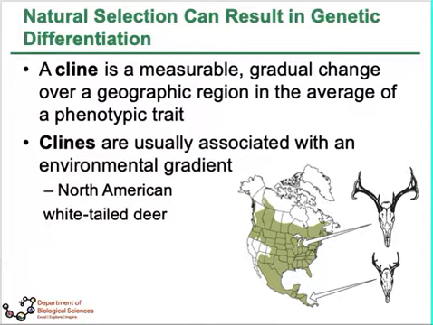Okay. So, in natural selection, you have what we so called cline. So, cline is a measurable gradual change over a geographic region in the average of a specific phenotypic trait. So clines are usually associated with environmental gradients such as temperature, moisture, light, and even altitude. So clinal differences exist in the body proportion, size, coloration, and physiological adaptation among animals.